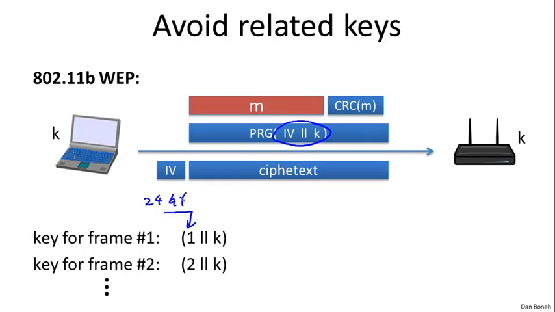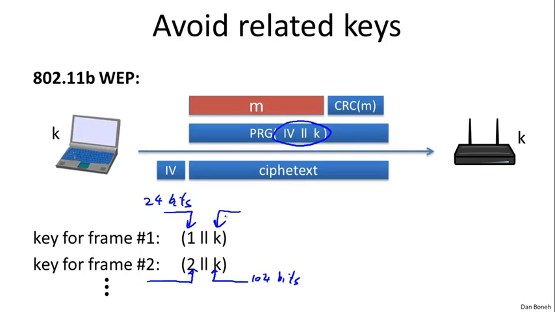This field is 24 bits. And then the key for frame number 2 is the concatenation of 2 and K. The key for frame number 3 is the concatenation of 3 and K. So the keys are very closely related to one another. And I should probably mention also that these keys themselves can be 104 bits, so that the resulting PRG key is actually 104 plus 24 bits, which is 128 bits. Unfortunately, these keys are very much related to one another. These are not random keys. You notice they all have the same suffix of 104 bits.